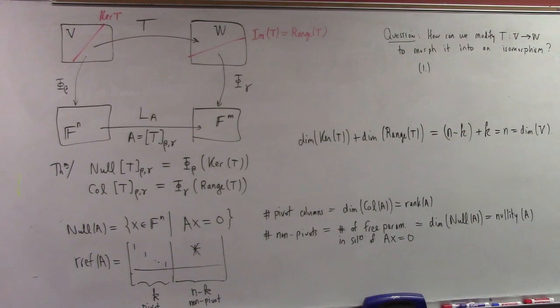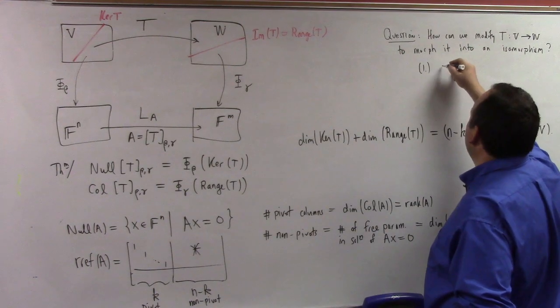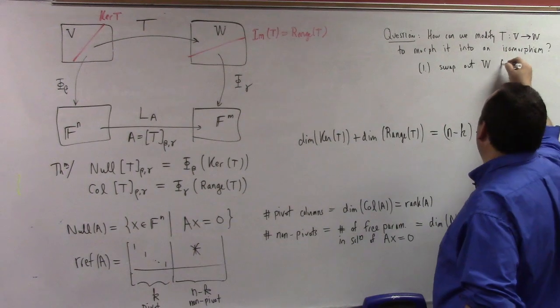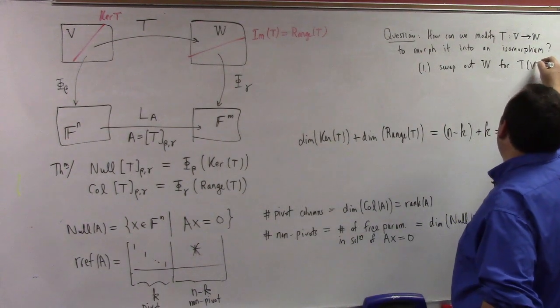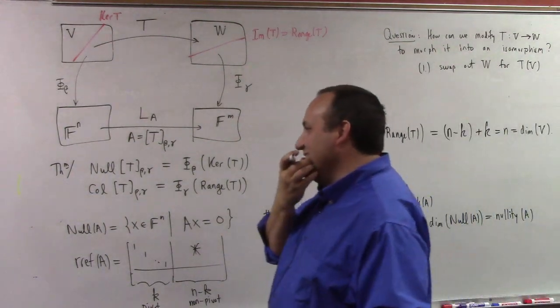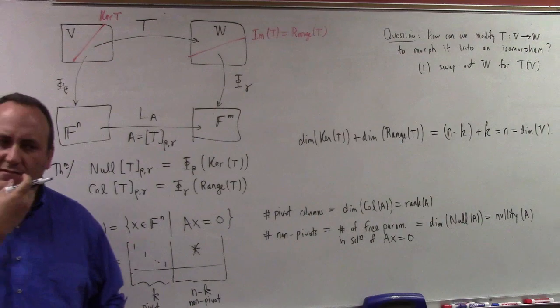What if it's not onto? How can you make the map onto? By making the codomain equal to its image, right? Yeah, just swap out W for T of V. Then voila, it's onto. Which is kind of silly, but there it is.